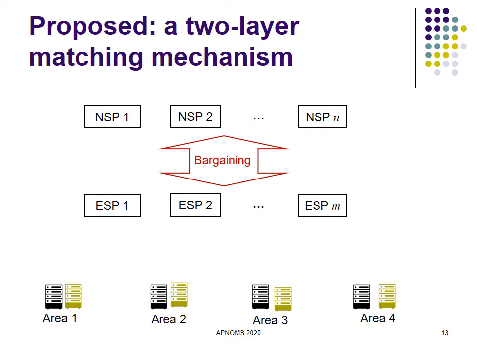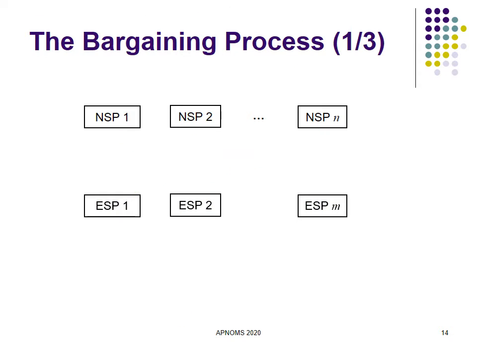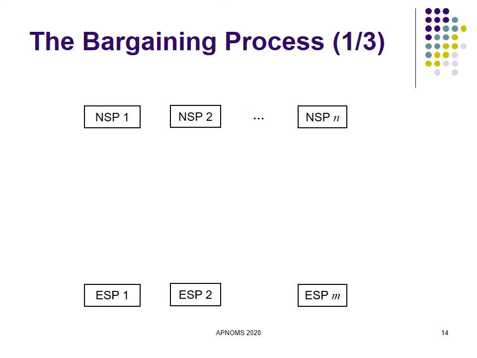Then bargaining between network service providers and edge service providers is conducted. Finally, the result is a match between network services and edge systems. The bargaining process is between network service providers and edge service providers.